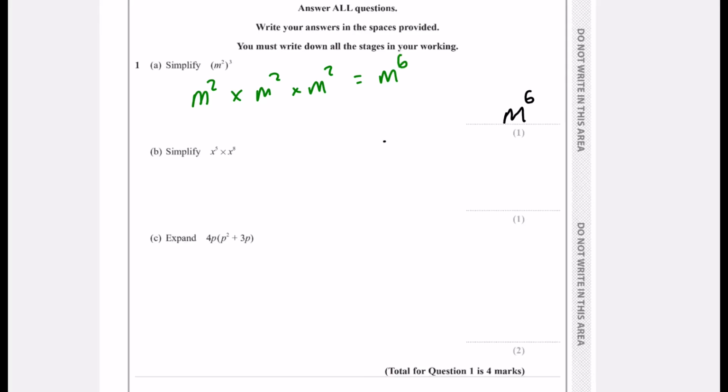Part B, x to the power of 5 times x to the power of 8. When we multiply indices, we add the powers. 5 plus 8 is 13.